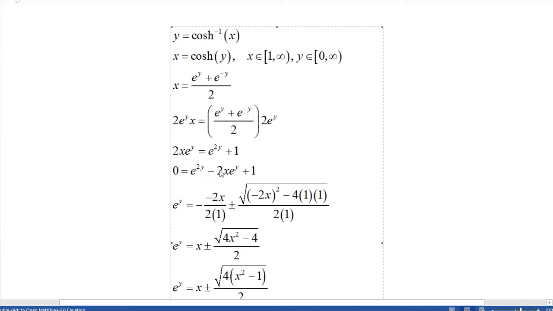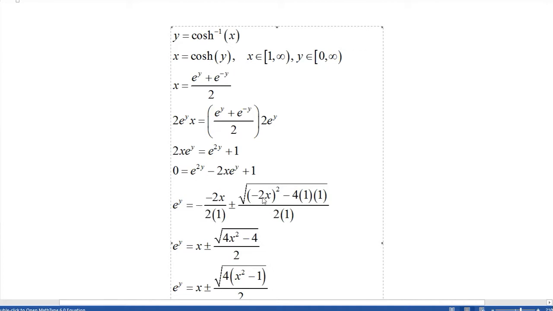Get 0 on one side, like this, by adding negative 2x times e to the y on both sides, and now we use the quadratic formula, where our variable is e to the y. If you need to do a substitution like u equals e to the y, this is u squared minus 2x times u plus 1. So the quadratic formula is here. The coefficient of the middle term is negative 2x times the variable u, so minus b over 2a.